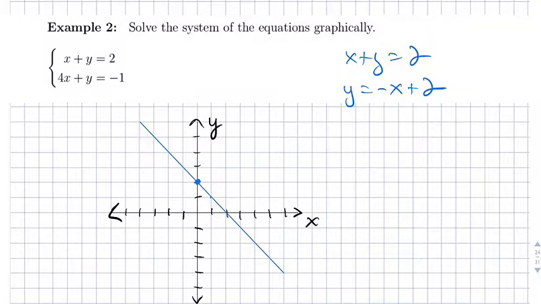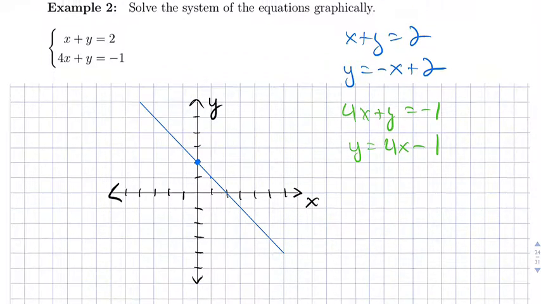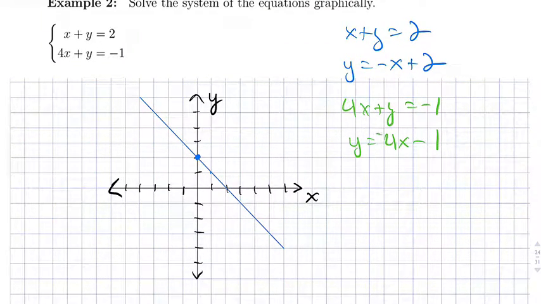And then the other one, if I have 4x plus y equals negative 1, solve for y, then y is going to be negative 4x minus 1. So if we graph this, we go down 1 is here, and then down 1, 2, 3, 4, and right 1 is here. So then we connect. Okay, we get a graph such.